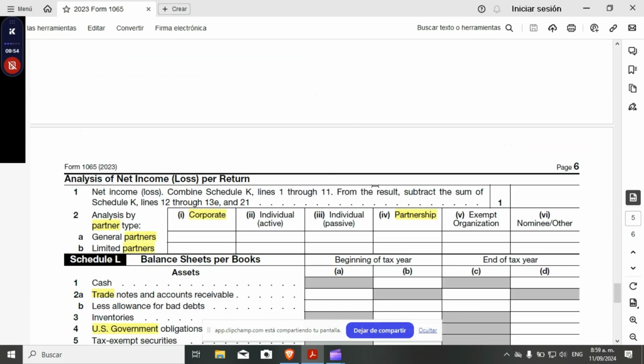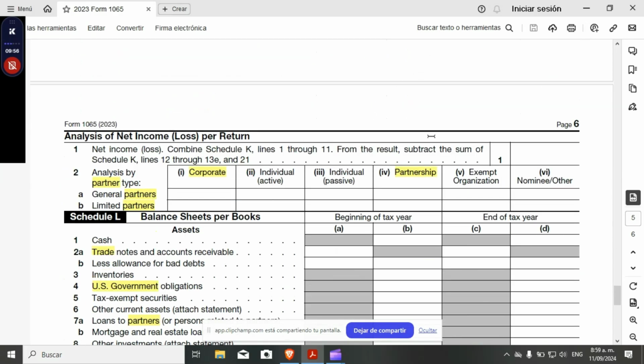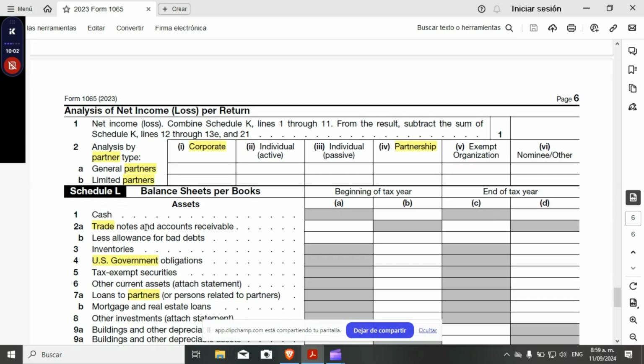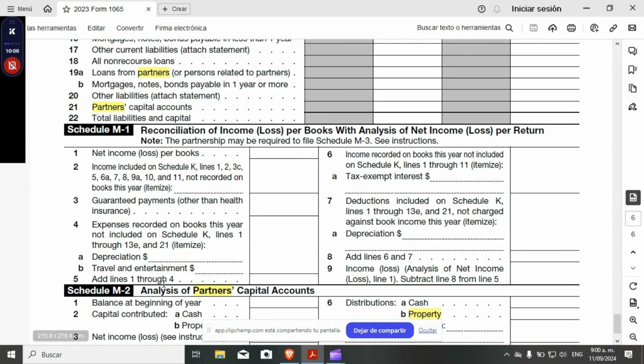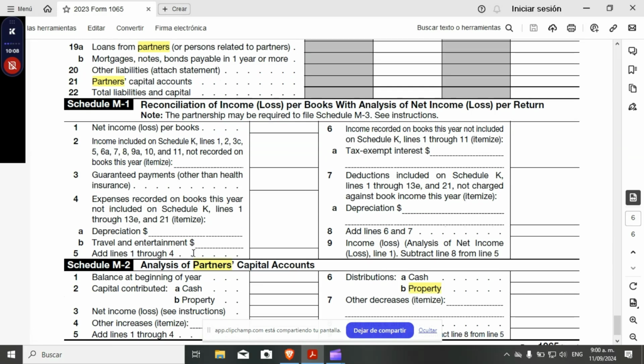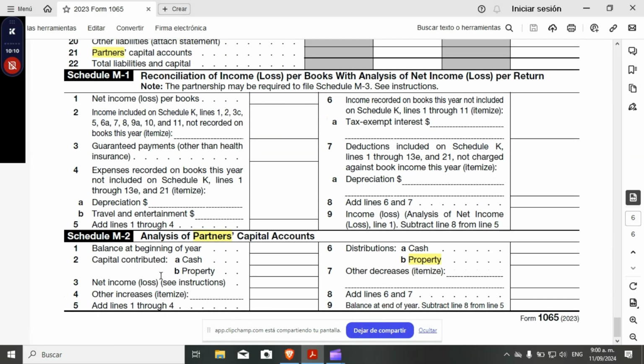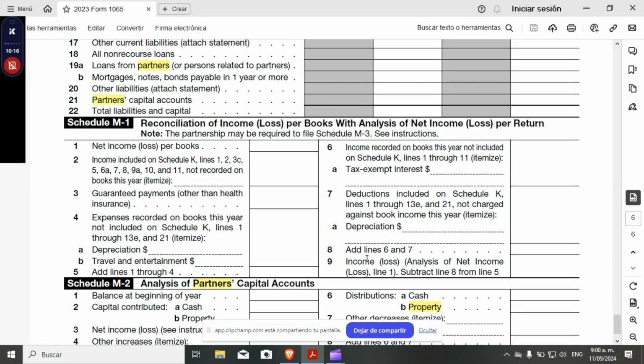And we'll continue going down here. And then it says analysis of net income. This is going to be 0. And then number 2, you can leave it blank. And then Schedule L from there down is what we don't need to fill out because of the one we checked earlier. So this is all blank. Leave that blank. Leave all of that blank. And that's it for this form.